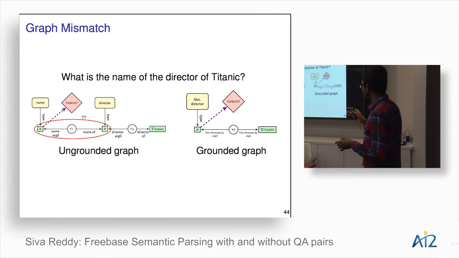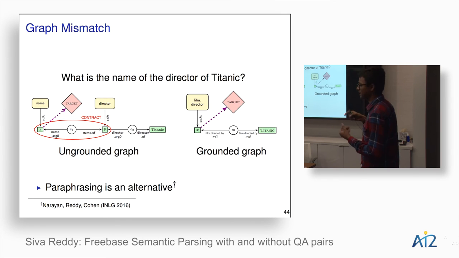So what should we do with this extra edge? One possibility is paraphrasing. Take the sentence, what is the name of the director of Titanic? And then paraphrase it as who directed Titanic? And then create graphs for that and do graph matching. So we also did that. It doesn't work as well as what I'm presenting here.